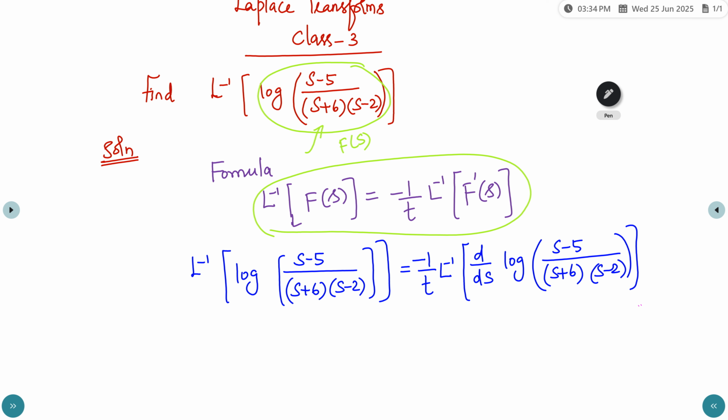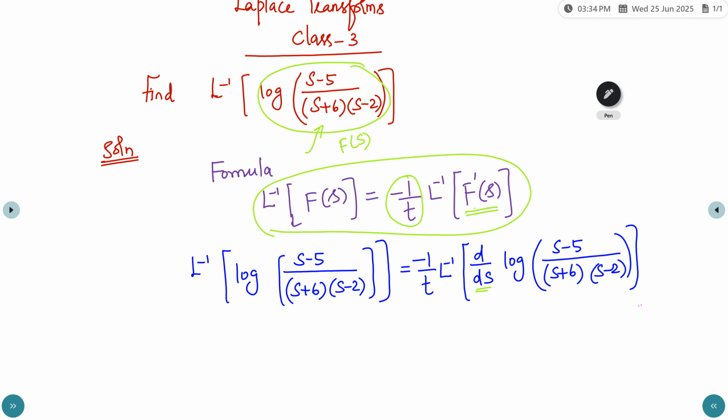This can be solved by minus 1 by t. It is sufficient to find the inverse Laplace of f dash of s. Then this f dash of s can be rewritten as d by ds of the function.